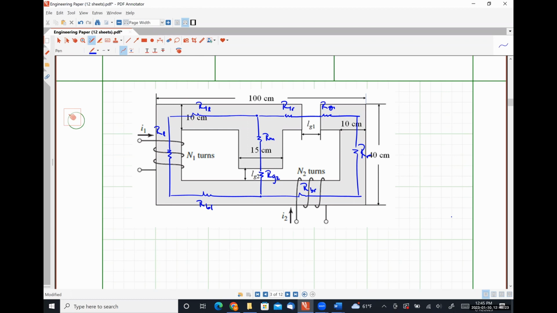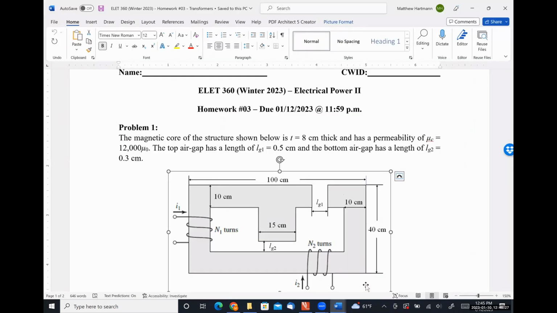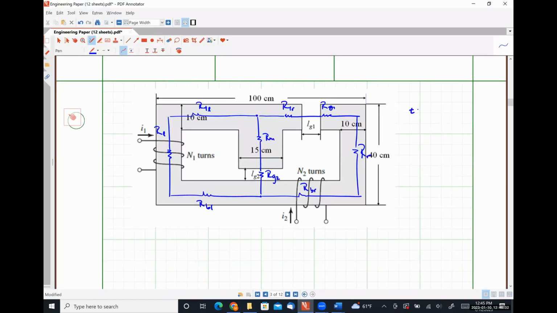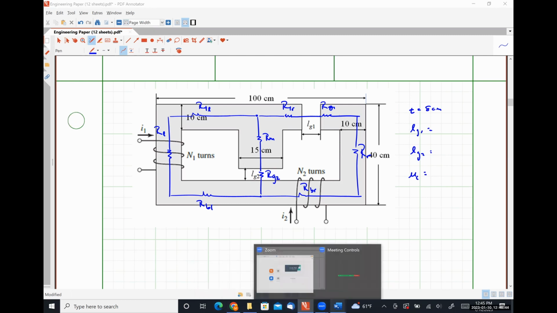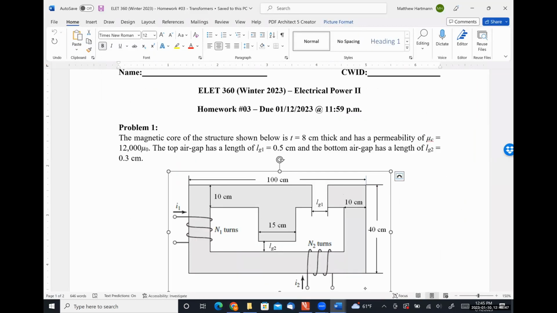We do need a couple of pieces of information from the problem statement, so let me find those real quick. Our thickness is 8 centimeters, so let's write that down. I need to know the length of gap 1, the length of gap 2, and the core permeability. So half a centimeter, 3/10 of a centimeter, and 12,000 mu naught. So 0.5, 0.3, and 12,000.